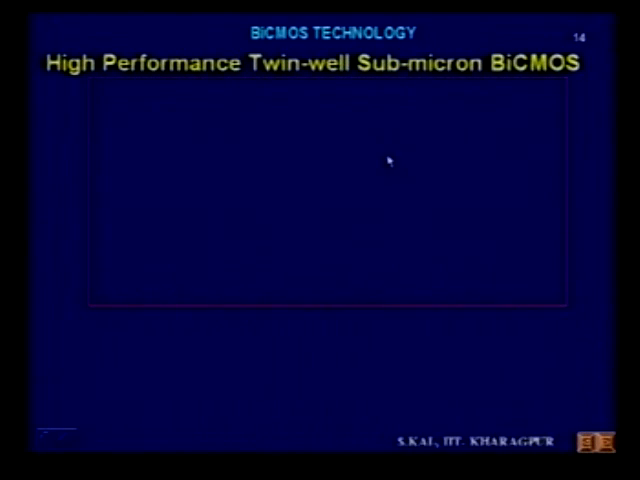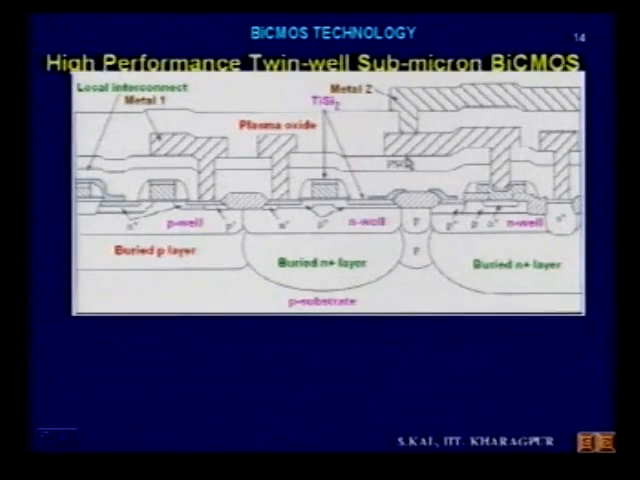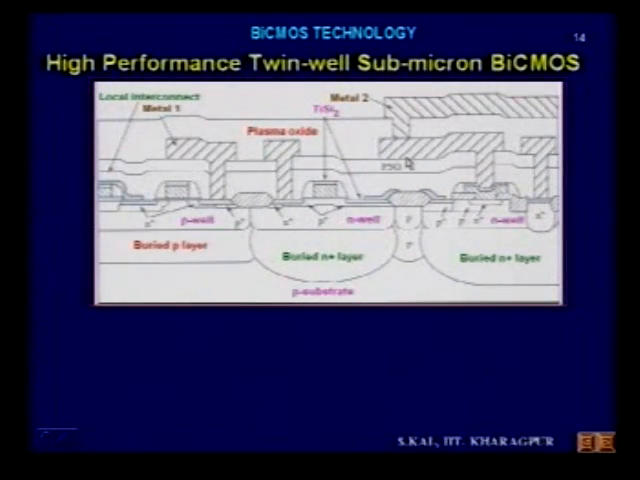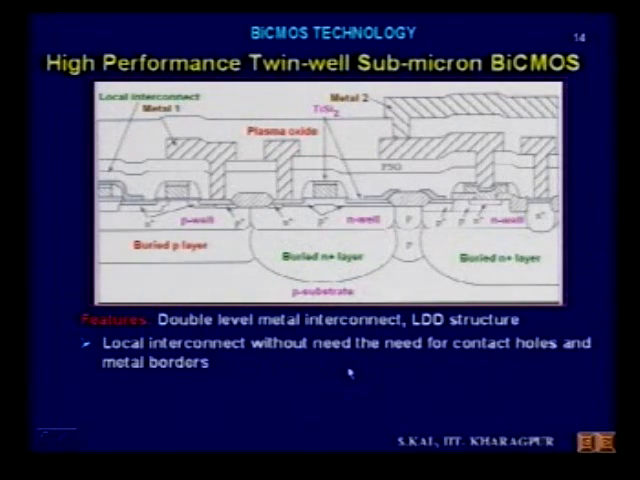So two such processes, a high performance twin well submicron BiCMOS process, I'll show you. So this is one. And here the features are namely double level metal interconnect. This is one level and this is another level. Metal one level is here, metal two level is here. Local interconnect without need for contact holes and metal borders.